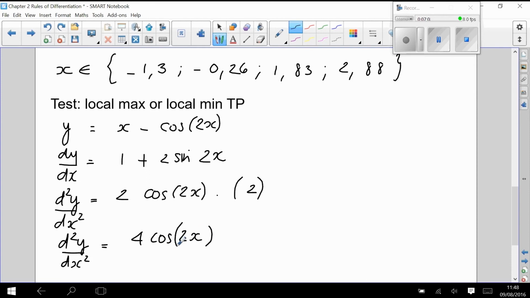In the next part, I'm going to take each one of these x values that I got from my stationary points, and I'm going to put them into the place of x in my second derivative. Remember, if I put it in and I get a negative answer, then it's a local maximum. If I put it in and I get a positive answer, I have found a local minimum turning point.